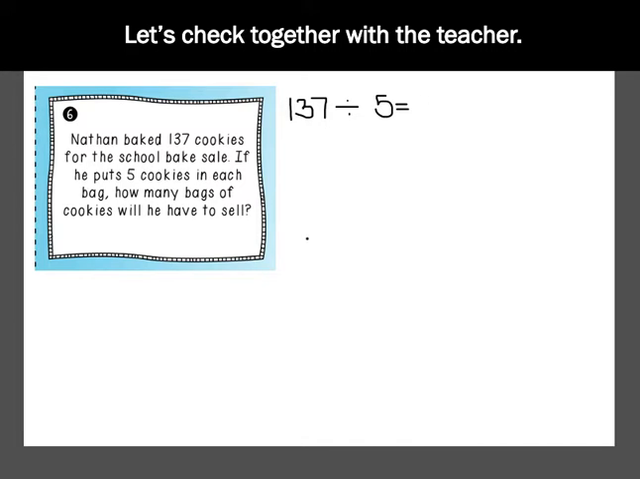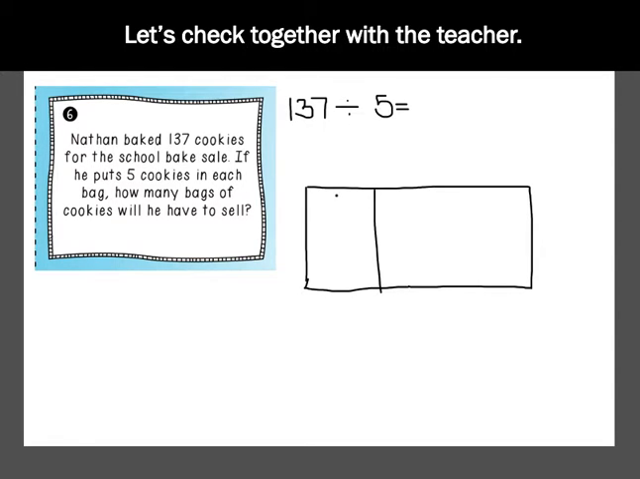When I set this up into the box method, remember you will start by drawing a box. In the box method, you put each of your place values into one of the boxes. My number, 137, has 3 place values. The hundreds have a 1. We'll make that a little bit longer, easier to see. The tens have 3. I have 3 groups of 10 for 30. And the ones place has 7. 7 ones. On the side of the box here, I put my 5.